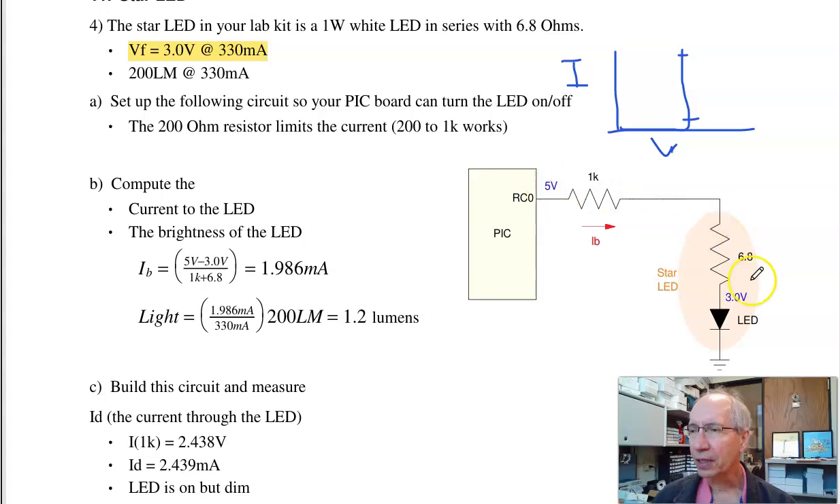The current then is the voltage drop across the resistors divided by the total resistance, 1.98 milliamps. To get the brightness, it's proportional. 330 milliamps is 200 lumens, so 1.98 milliamps is that percentage of full current, that percentage of full brightness, 1.2 lumens.